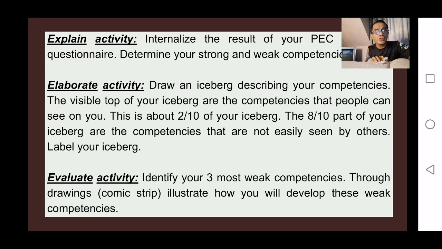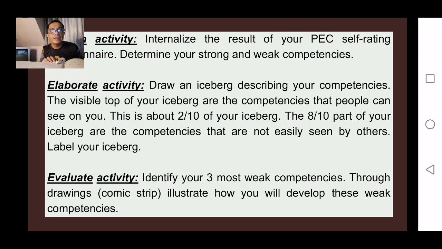Okay. So, ito na yung magiging activity dito sa unit na to. 1. Internalize the result of your PEC self-rating questionnaire. Determine your strong and weak competencies. So, hindi nyo na kailangan isubmit yan. Pero pag-aralan nyo, from the 10 PECs, alin dito yung strong competencies ko? Saan ba ako medyo weak sa competencies na to? And then, elaborate activity. Ito, kailangan nyo itong isubmit. Pero madali lang naman to.